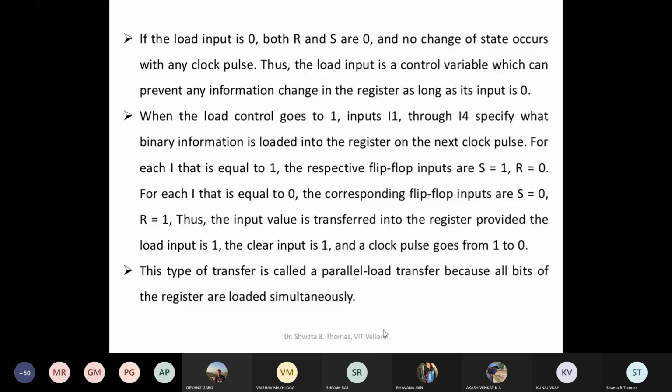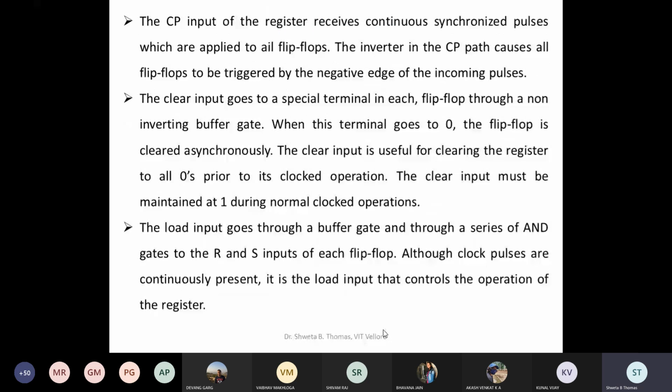So first we have done the parallel register. Next we have the shift register.